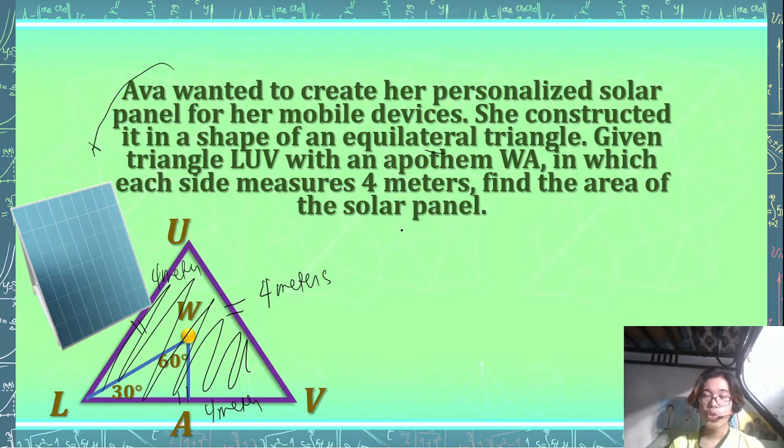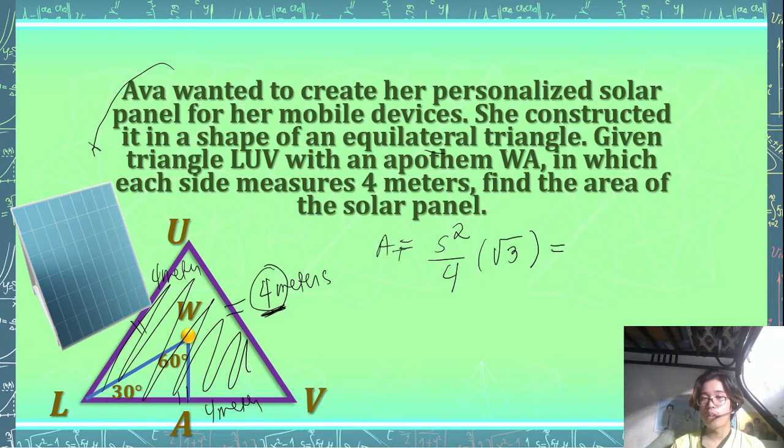Okay, so we have two solutions for this one. We're going to find the area of the triangular solar panel using first this formula. This is the special formula used for finding the area of an equilateral triangle. That's s squared all over 4 multiplied by the square root of 3. And we know that the side measurement of the equilateral triangle solar panel is equal to 4. We can substitute that here.